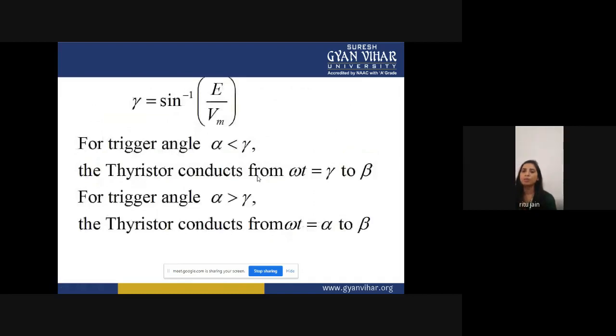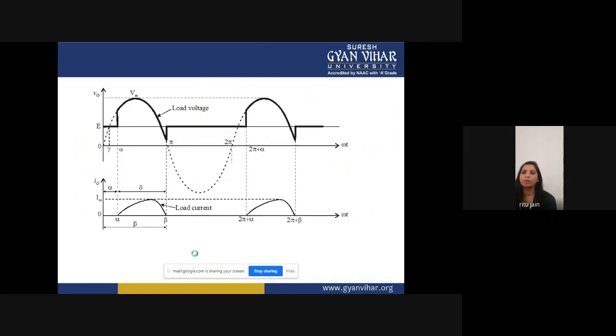Now, the extension angle gamma is sine inverse of E upon Vm. For trigger angle alpha less than gamma, the thyristor conducts from omega t equal to gamma to theta. For trigger angle alpha greater than gamma, the thyristor conducts from omega t equal to alpha to beta. So this is the load voltage from 0 to pi, this is 2 pi and 2 pi plus alpha.